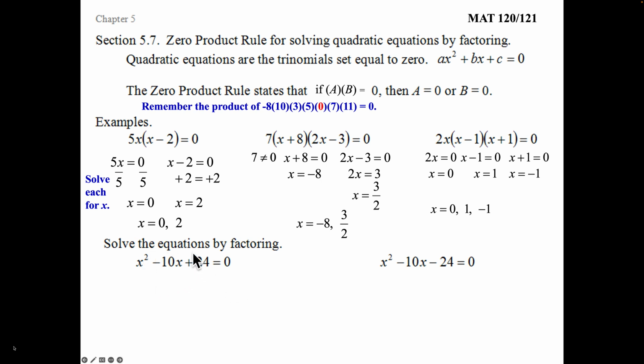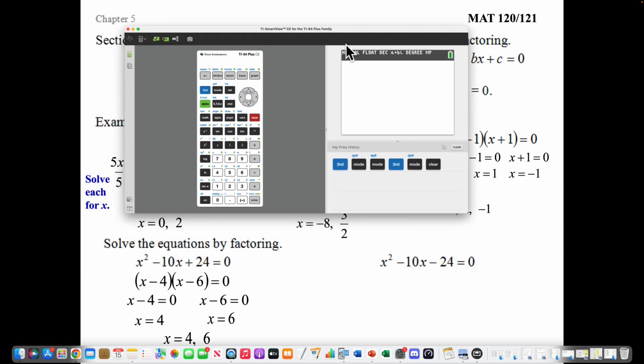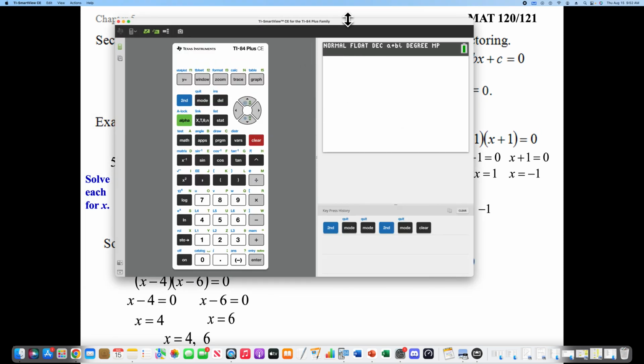So here we want to take a look at our plus 24. It's a positive. That means my two signs are going to be the same. So I'm looking for an x minus, and what two numbers multiply to be 24 and add up to be 10? It's got to be 6 and 4. So x minus 4, x minus 6 are my two binomial factors. We set each of those equal to 0, and now we solve. Add over the 4, x equals 4. Add over the 6, x equals 6. Here's my two answers. Now what I can do with my calculator is I can grade my answers.